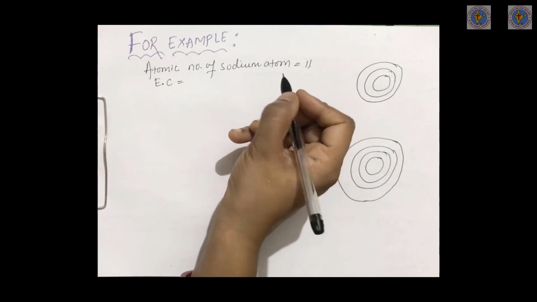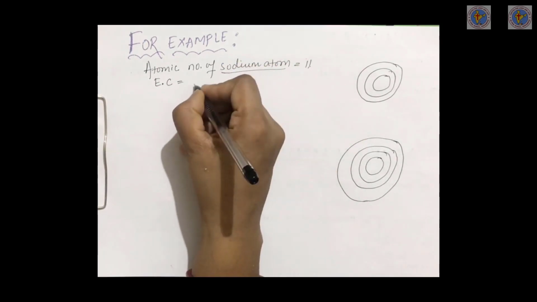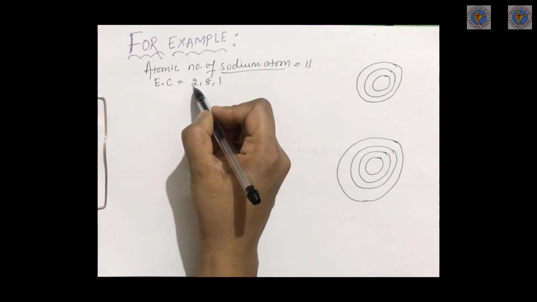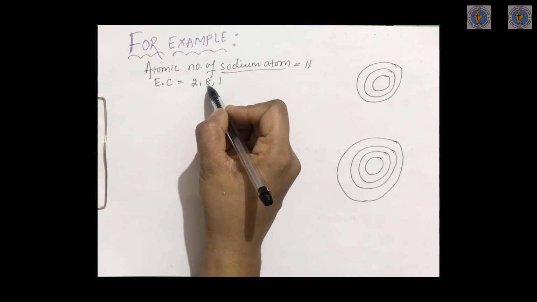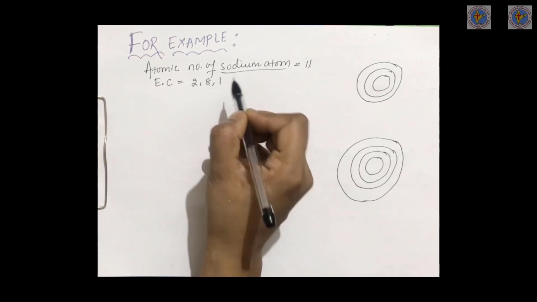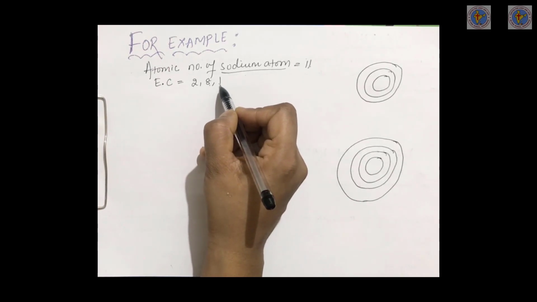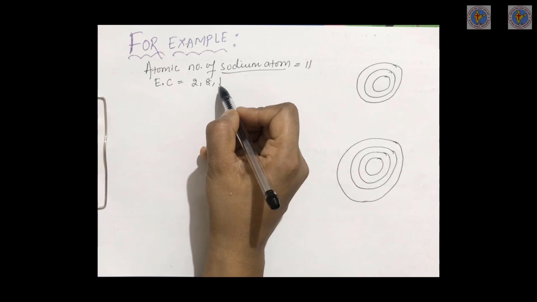So what is the electronic configuration of sodium atom? It is 2, 8, 1. So in K shell 2 electrons are present, in L shell 8 electrons are present, and in M shell 1 electron is present. So which is the outermost shell? Here M is the outermost shell. And what is the valence electron here? Here the valence electron is 1. Okay, valence electron is 1.